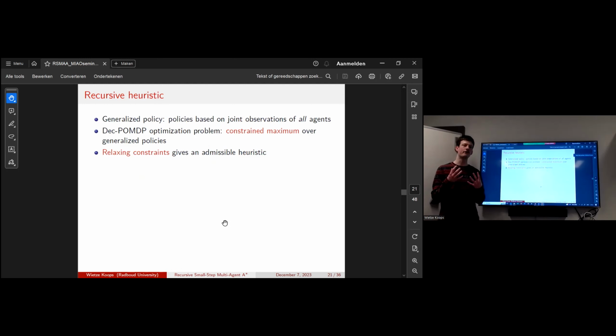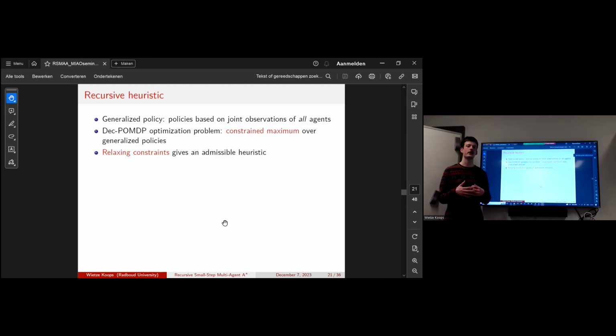So basically, having this small step search tree allows this approach to become fruitful again, whereas before it just wouldn't work because it's too expensive to compute as a heuristic. So how do we define this recursive heuristic?